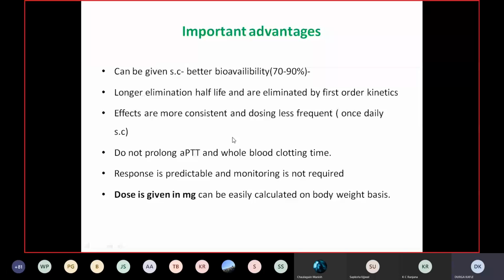It does not prolong APTT and blood clotting time. So there is no requirement of monitoring of the dose, unlike heparin. The response is predictable and monitoring is not required in this condition. The dose is given in milligrams, not in units. This low molecular weight heparin can be given in milligrams, and the dose can be easily adjusted on a body weight basis. So these are some advantages of the low molecular weight heparin over heparin.